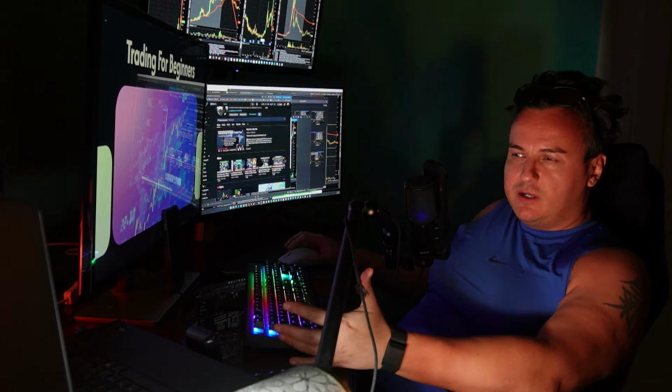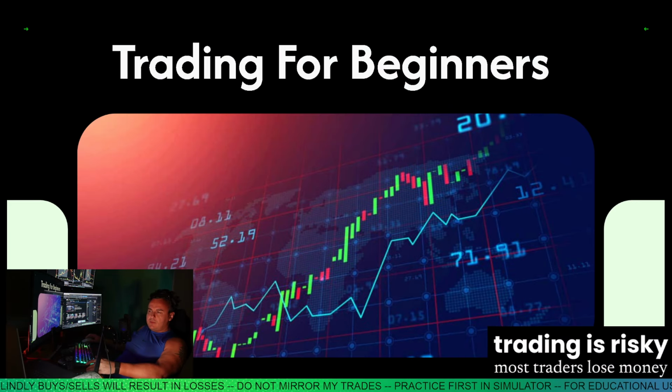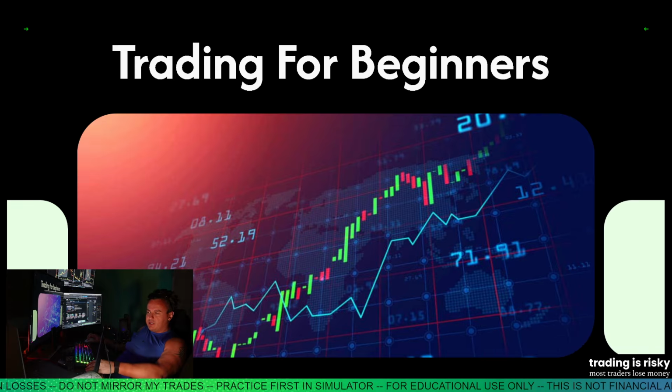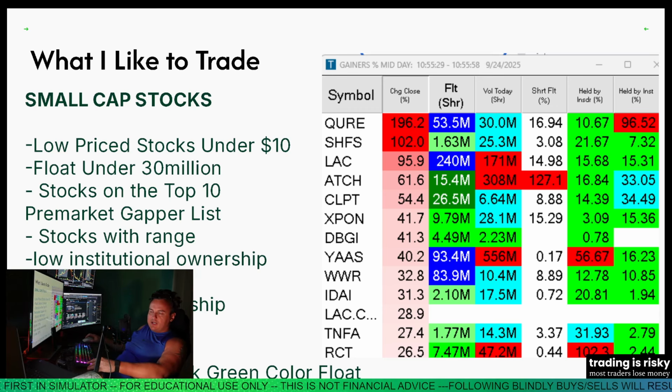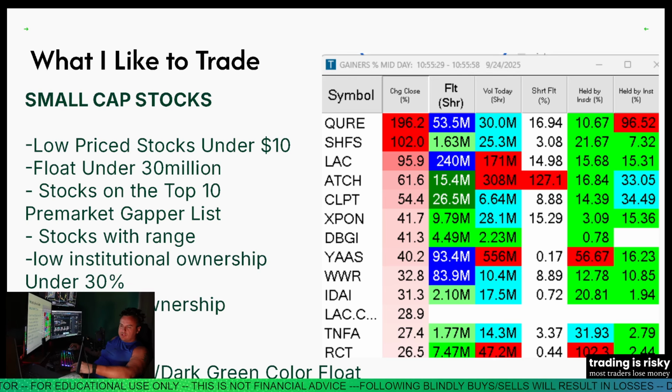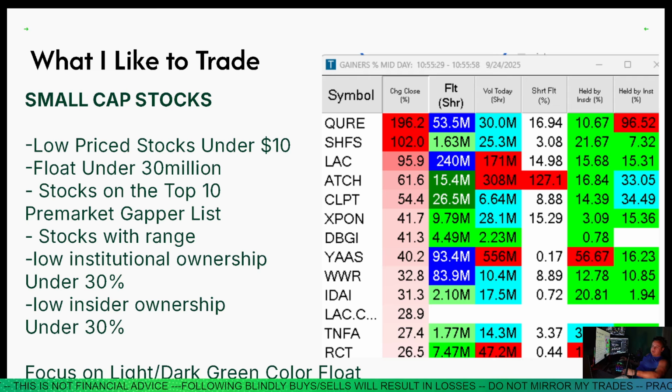How everything started, for educational purposes only, as usual. So we're going to start out with trading for beginners. Right here, we're going to put "trading is risky" a little bit to the right. So basically, what exactly do I trade? A lot of traders are a little bit confused about what kind of tickers I like to trade. This is kind of like my criteria every single day.